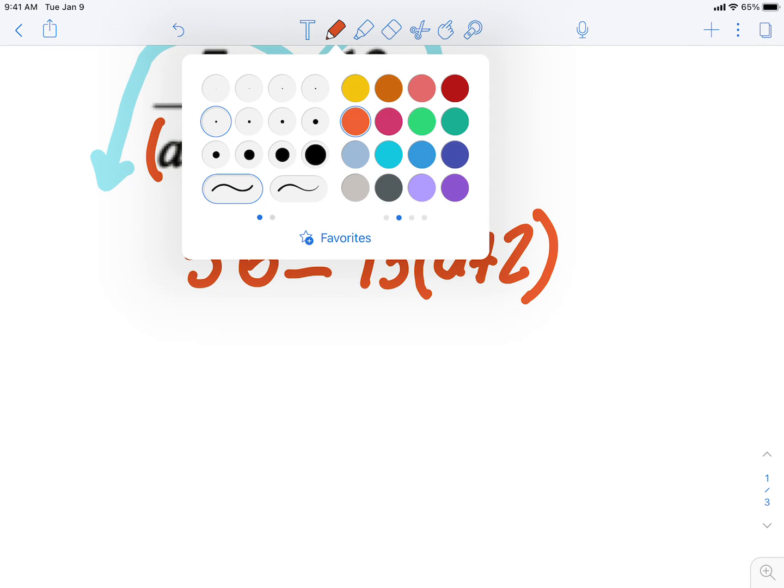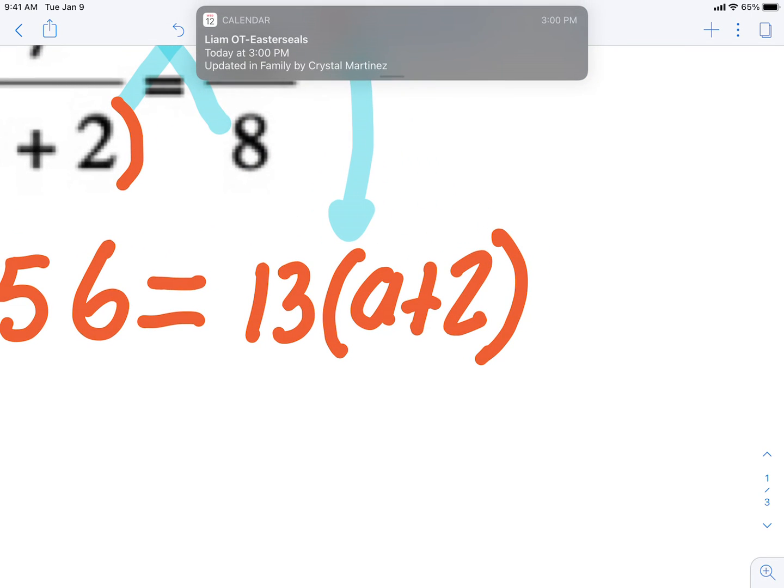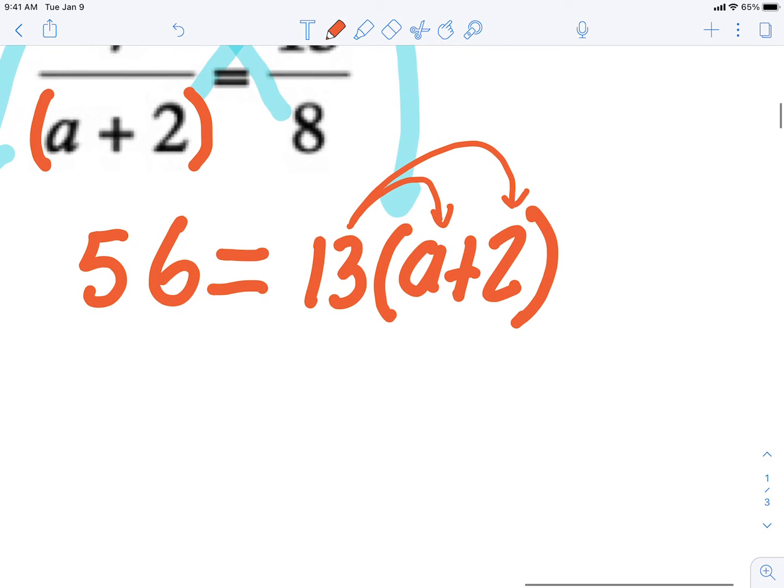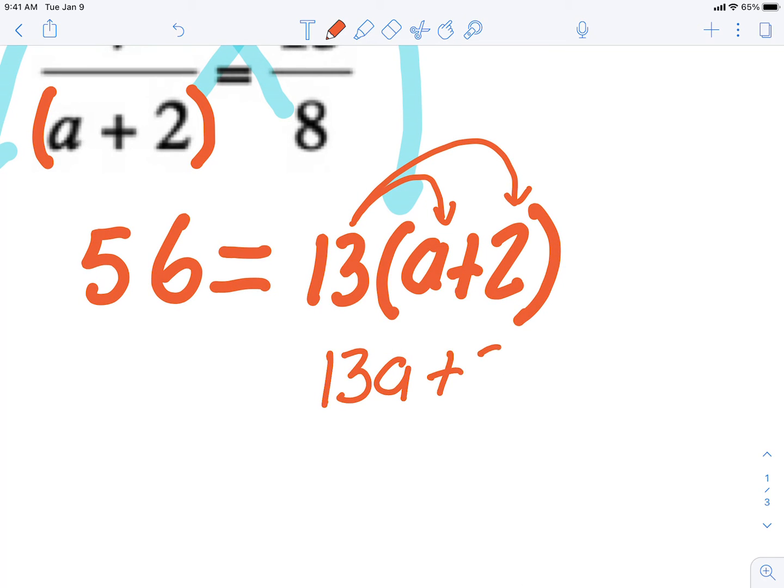And now here, I remember that the 13 outside the parentheses means to distribute. 13 times A and 13 times 2. 13 times A is 13A. 13 times 2 is a positive 26. And I bring down my equal, and I bring down my 56.